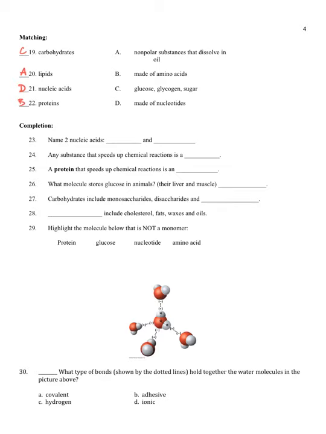For the completion section, 2 molecules that are nucleic acids include DNA and RNA. Any substance that speeds up chemical reactions is called a catalyst. Remember, catalysts are inorganic sometimes. A protein that speeds up chemical reactions is an enzyme, sometimes also called an organic catalyst. The molecule that people and animals use to store sugars as a polysaccharide is glycogen. And carbohydrates can be found in 3 forms: monosaccharides, disaccharides, and polysaccharides.